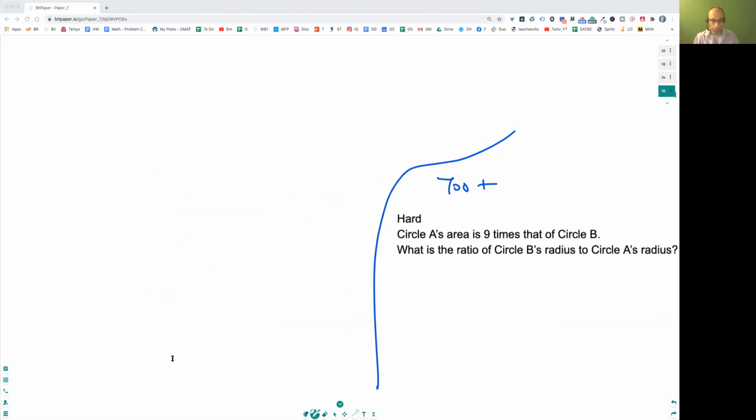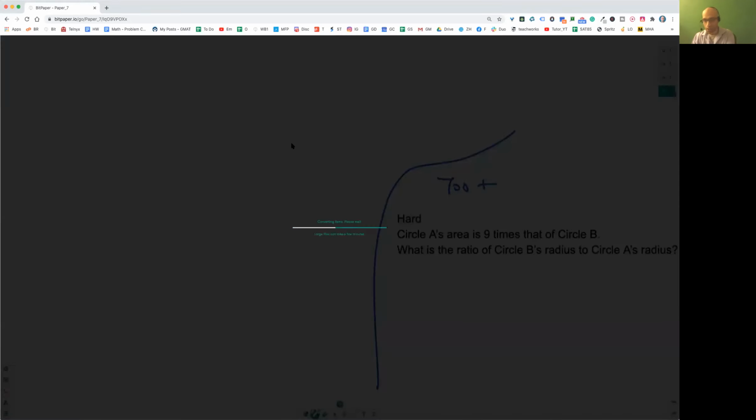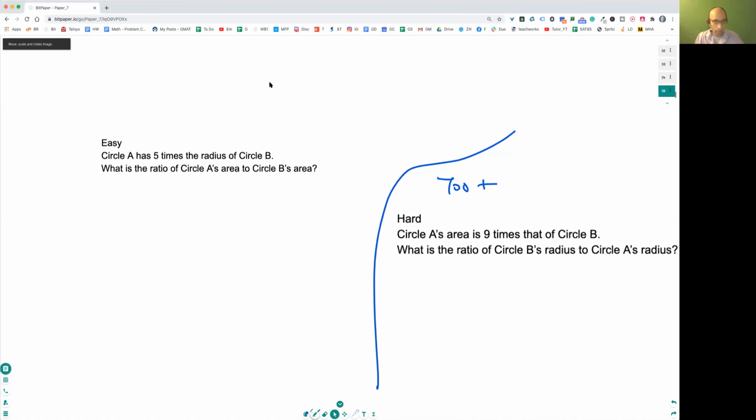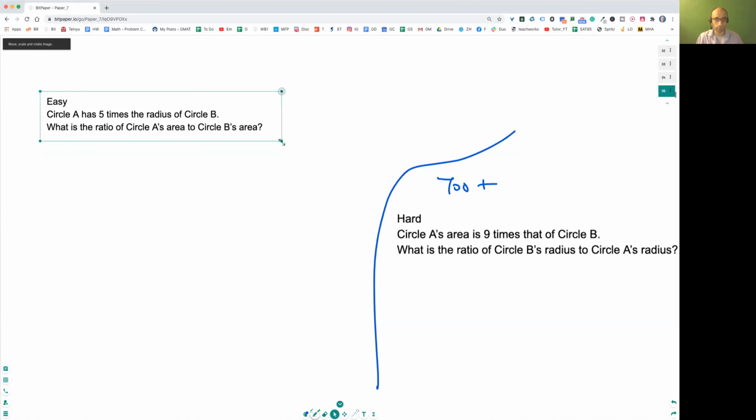Okay, so let's try this one. Let's try this problem now. Again, let's see who can solve this harder problem. Meanwhile, we're going to solve this easier problem. One of the very, very standard SAT problems, folks. Very standard SAT problems for ratios. So try this one now.